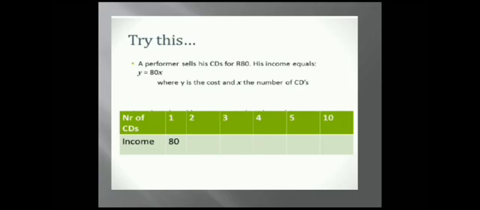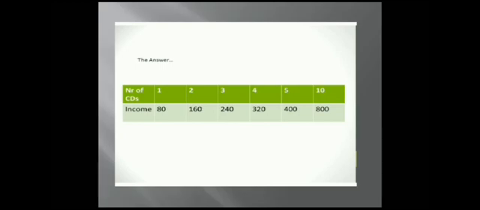Let us understand with the help of another example. The performer sells his CDs for ₹80. His income is Y, which is equal to 80X, where Y is the income and X is the number of CDs. So as you can see in the table, one CD costs 80. In the case of two CDs, it will be double, 80 into 2, that is 160. Like this, it will be 240 for 3, 320 for 4, and 400 for 5. So if the number of CDs is increasing, that means their income also increases.